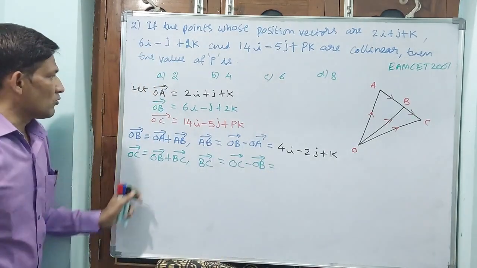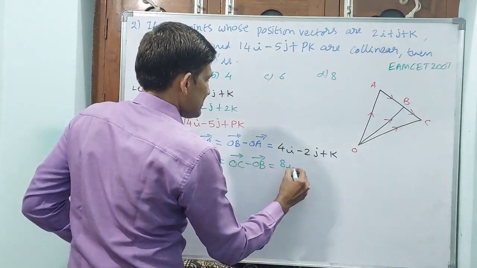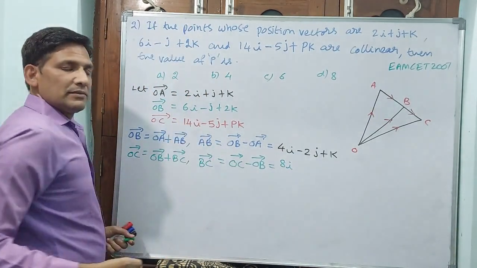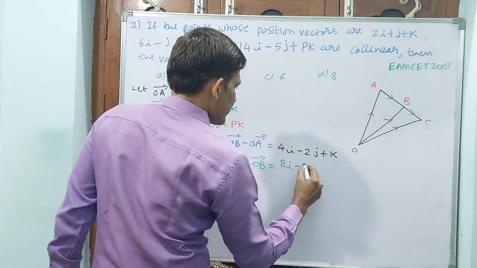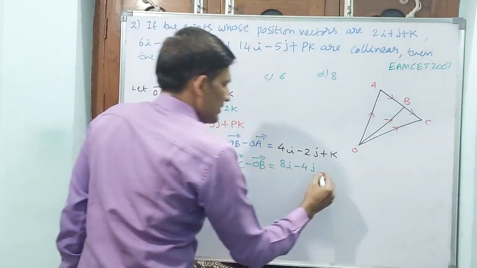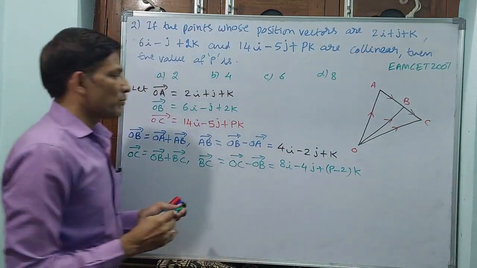OC minus OB, both are there here. 14 minus 6, 8i. Minus 5, minus of minus 1, plus 1, minus 4j. p minus 2k. This p value you have to find.